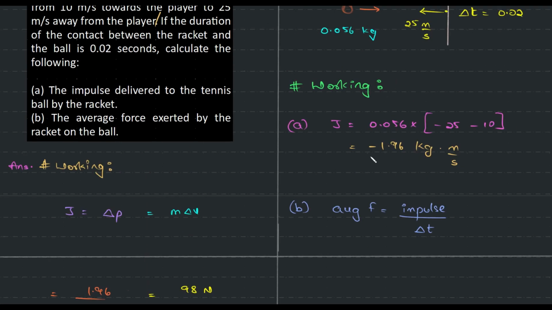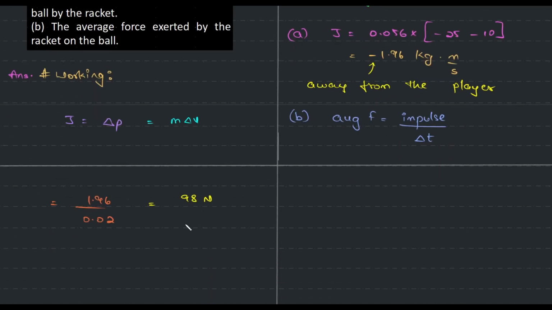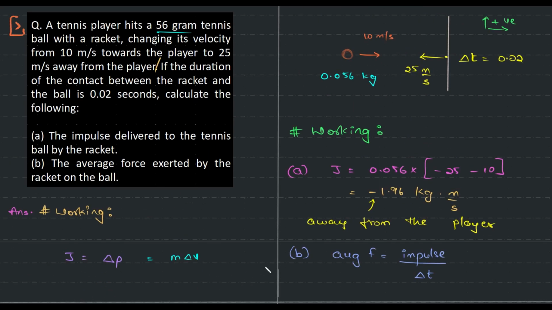So this negative indicates, we can mention that, away from the player. That's where it's pointing towards. So right is towards the player and left in this case is away from the player. And this is your impulse, and the direction is same as the impulse. Okay, that is away from the player.